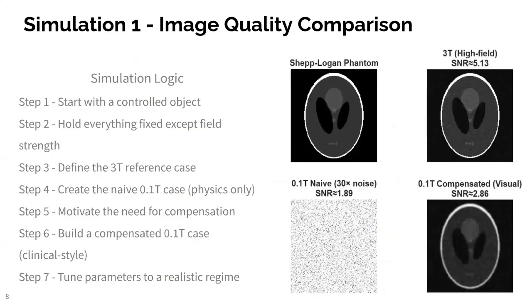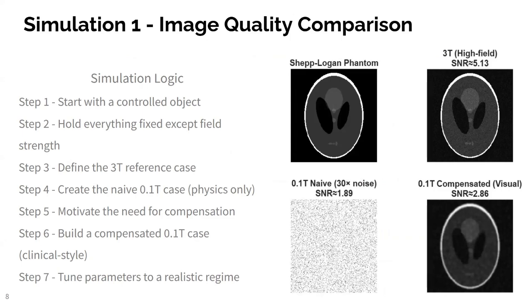This is how our first simulation works, the image quality comparison. First, we start with the Shepp-Logan Phantom. This object never changes, with same FOV, same matrix, same sampling. So any differences in the images come only from the B0 or the compensation steps.